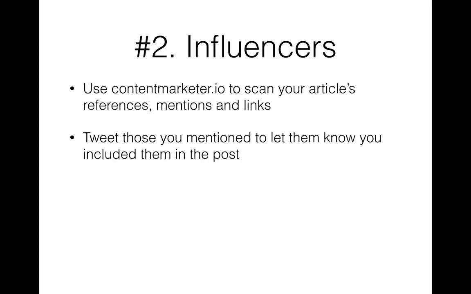Number two, influencers. Influencers are awesome. When they share your content, absolutely knock it out of the park. So an easy way to do that is when you're mentioning those influencers in your article, either use something like contentmarketer.io, which is about $19 to run. It's going to scan your article, find references and mentions and links out to influencers, compile that, find their Twitter profiles, and let you tweet those people out right from the platform.